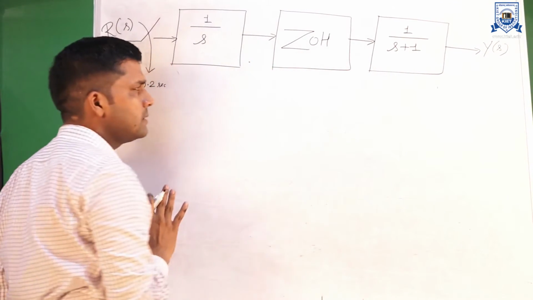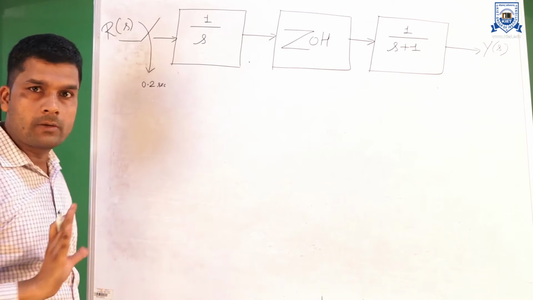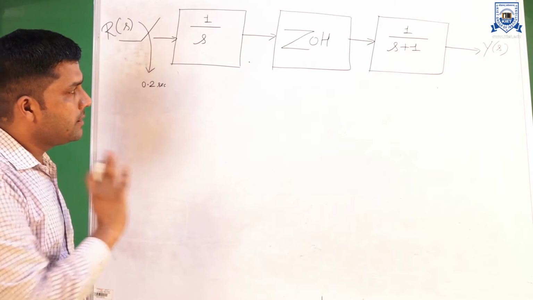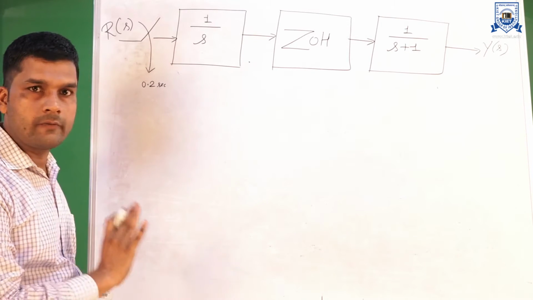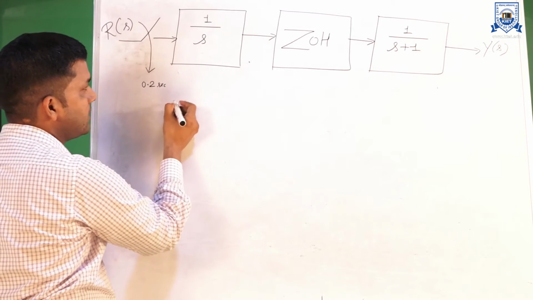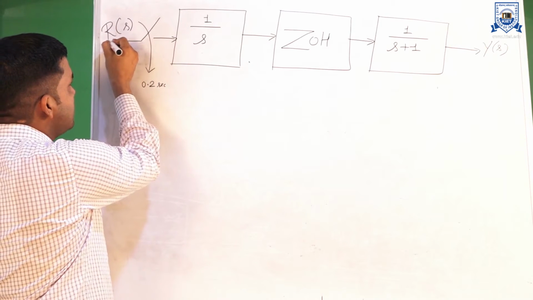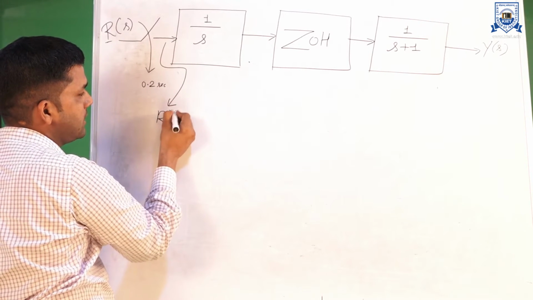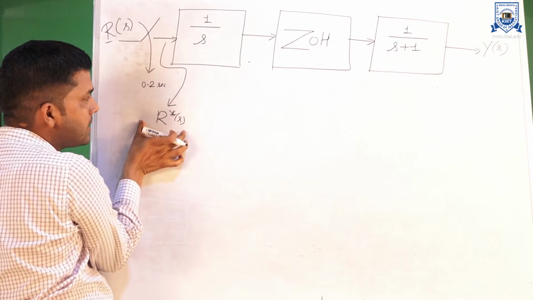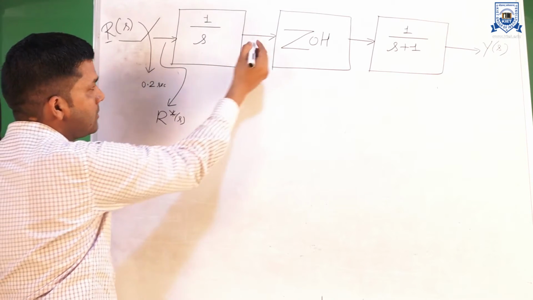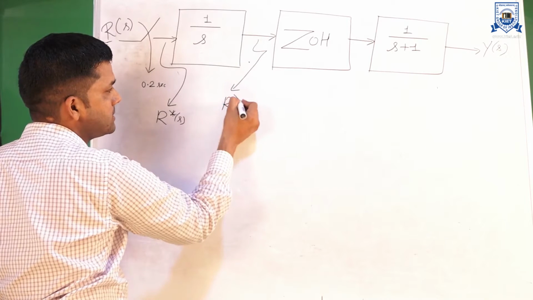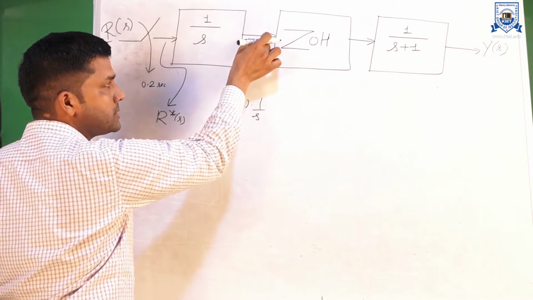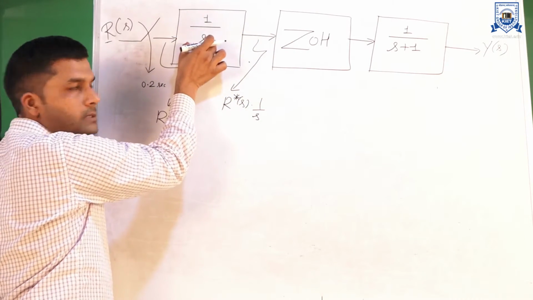So first of all, we can see this is an open loop control system. So we don't need E(s). In this control system, we have to find only Y(s). So what is the value of Y(s)? First of all, R(s), here is R(s). So now here is R star(s). Now R star(s) is the input of this. Now here is R star(s) into 1 upon s, because output is equal to input into transfer function.